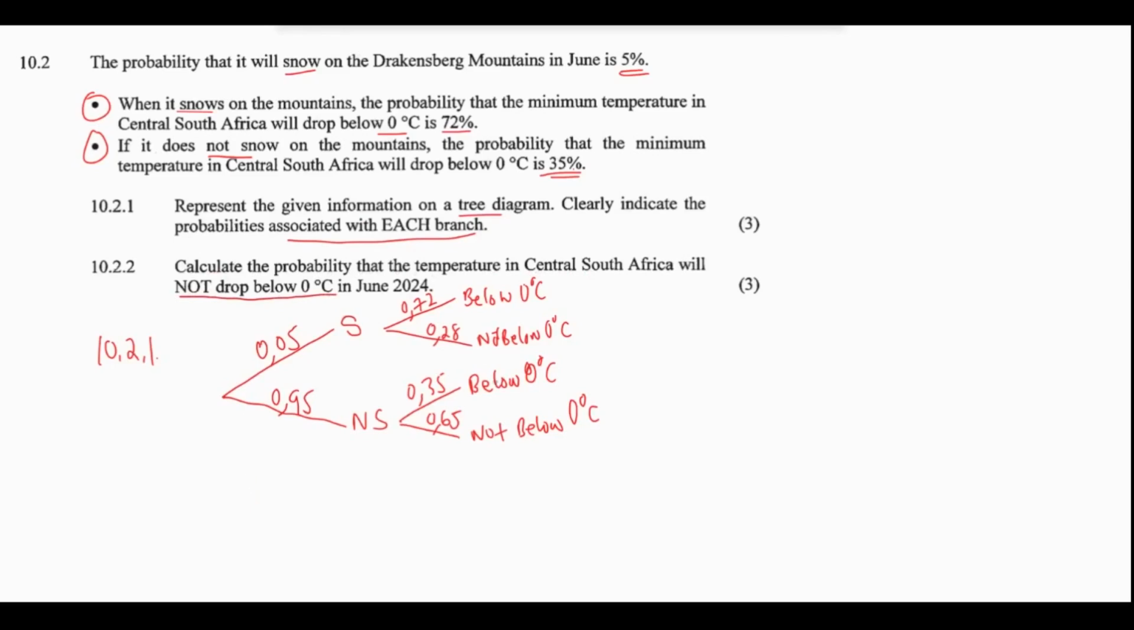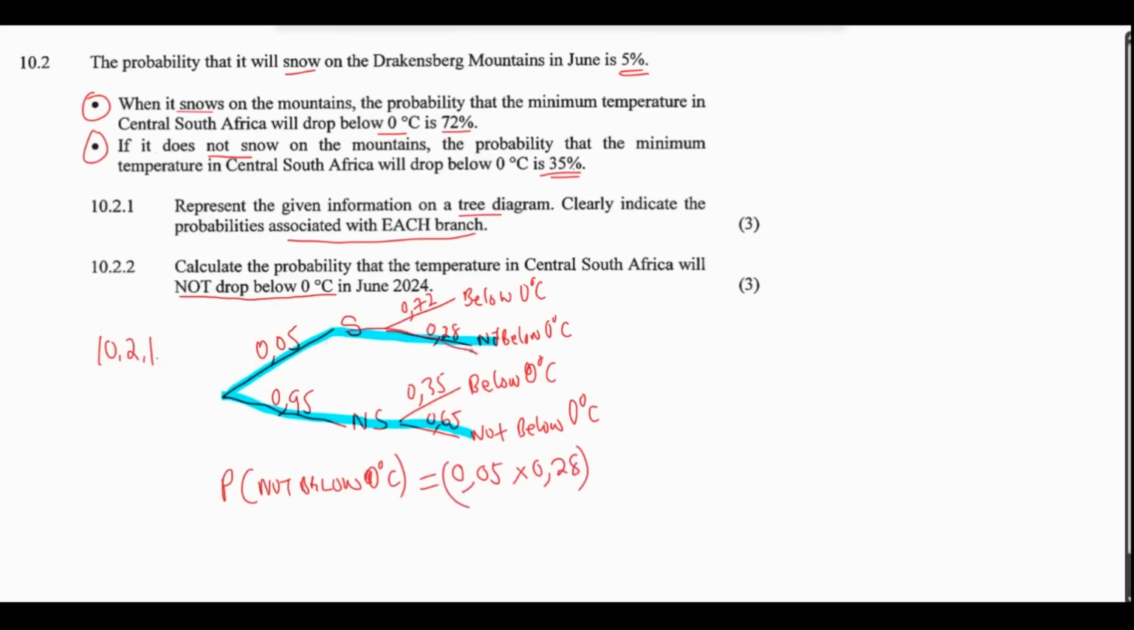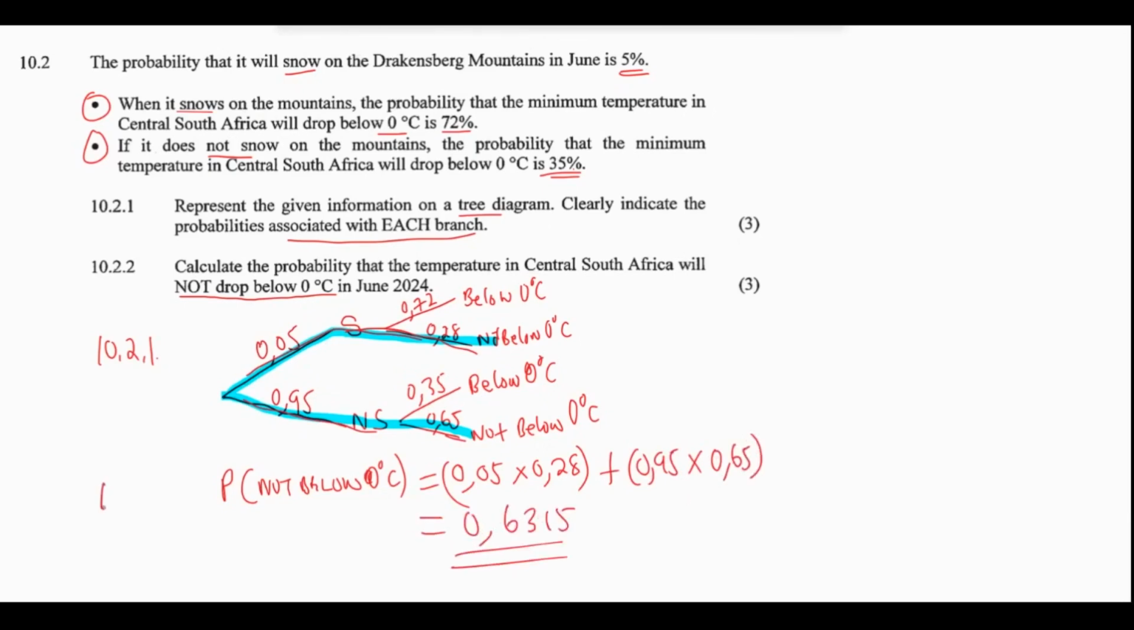10.2. Calculate the probability that the temperature in central South Africa will not drop below 0 degrees Celsius. So let's look at the branches where it is not below 0 degrees Celsius. This is one branch, this is another branch. Remember that along the branches we multiply, and across different branches we add. So we're going to have 0.05 times 0.28, right? This is this branch, this branch, this branch. Then plus this branch, which is 0.95 times 0.65, right? Then just put this in the calculator. You'll get 0.6315. This is 10.2.